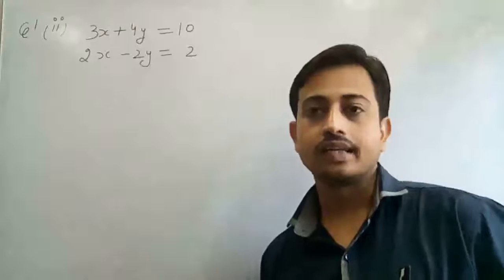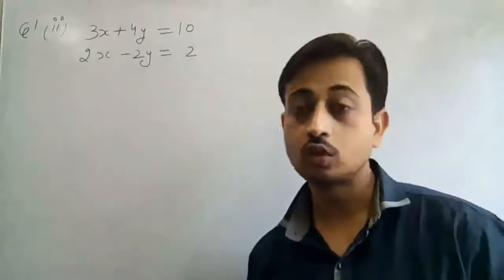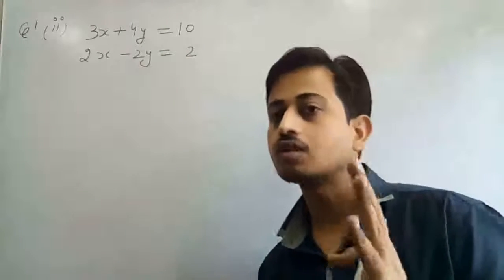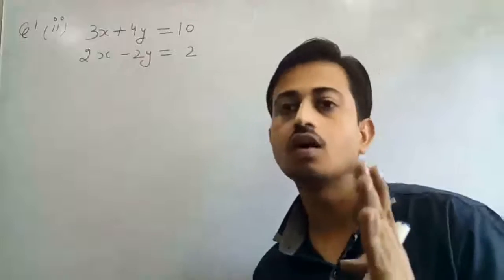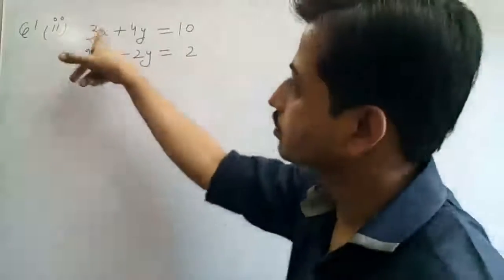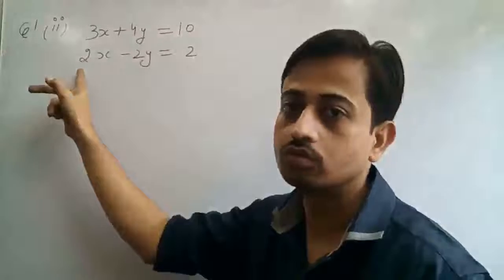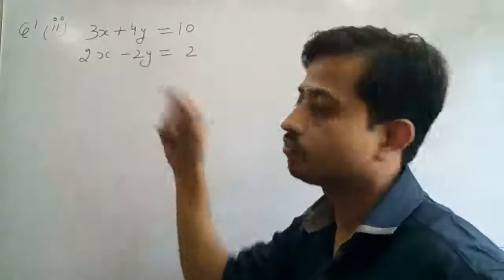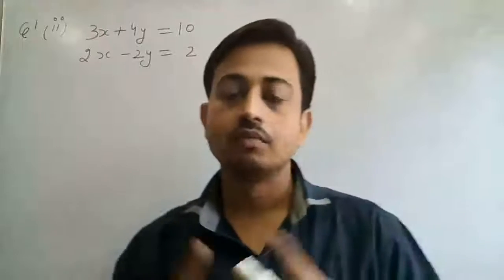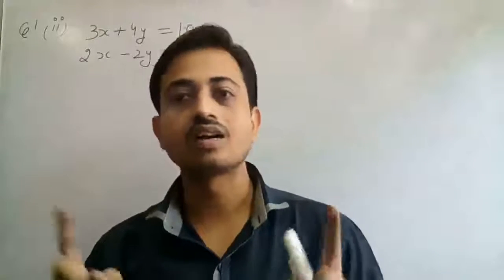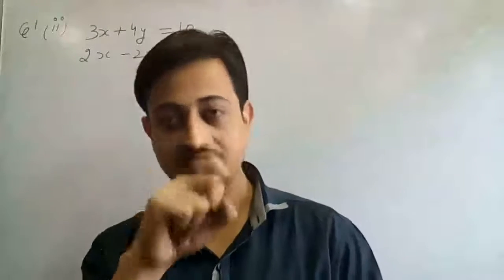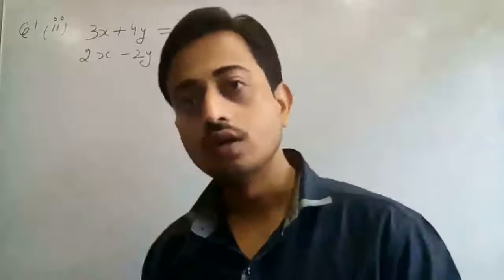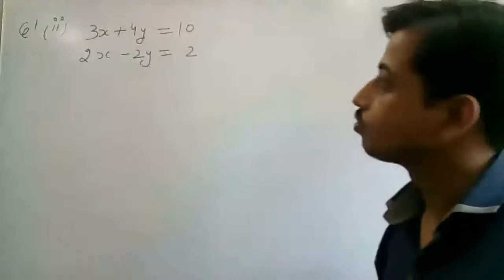These are our two equations. We have to check in step 1 whether the coefficients of any variable are equal or not. In this, the coefficient of x is 3, in this it is 2, not equal. In this, the coefficient of y is 4, but in this the coefficient of y is minus 2. It means the coefficients are not equal. So step 2, try to make them equal first.